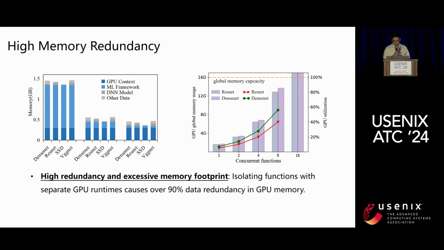As shown in the next figure, a V100 GPU with 16 GB memory can accommodate up to 8 functions, but over 60% of the computing resource remains idle.